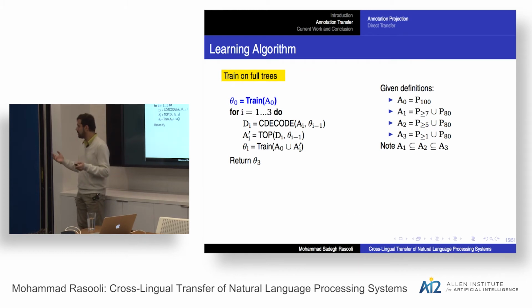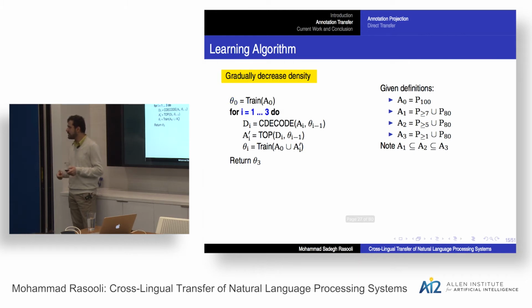So we can come up with an initial model to start our self-training process. What we do is we gradually decrease density. We start with the denser partial trees, I mean A1, which means that we can have spans of size 7 or like 80% of words. Then we can go to 5 and then 1. So just remember that the dense structures are a subset of the partial structures, non-dense structures.